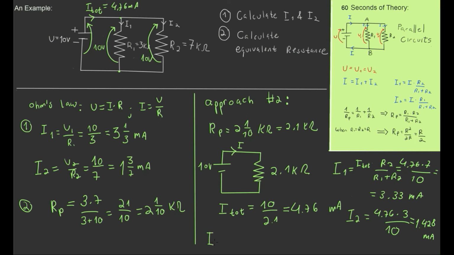I2 would have been I total minus I1, that is 4.76 minus 3.33, and that gives us 1.43 milliamps, which is exactly the same result, accounting for the small rounding inaccuracies.